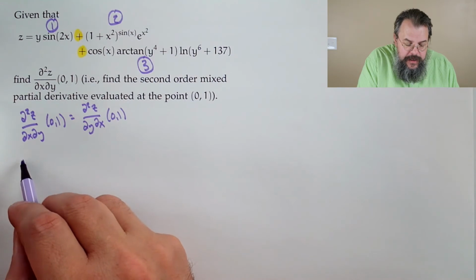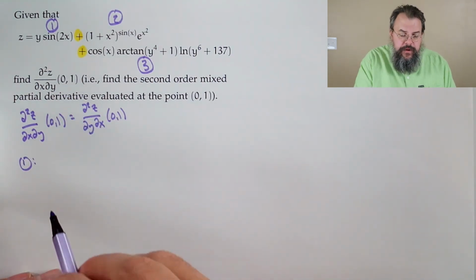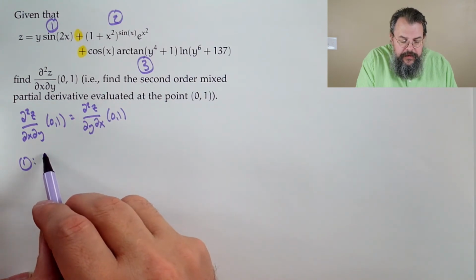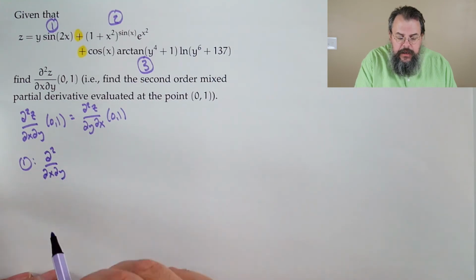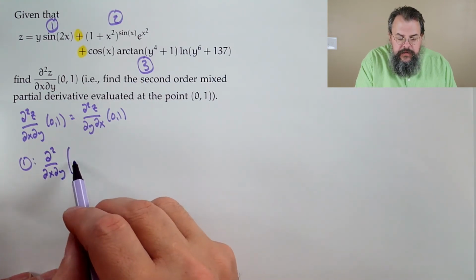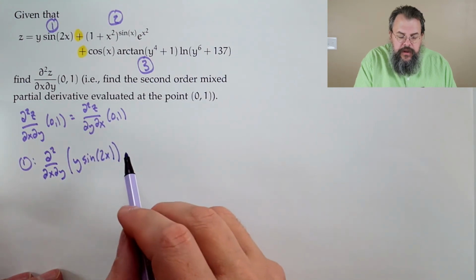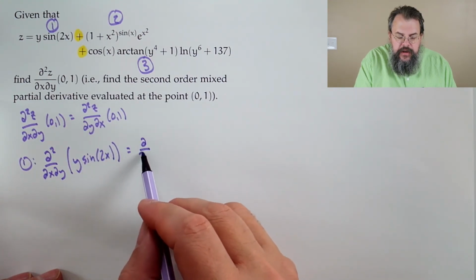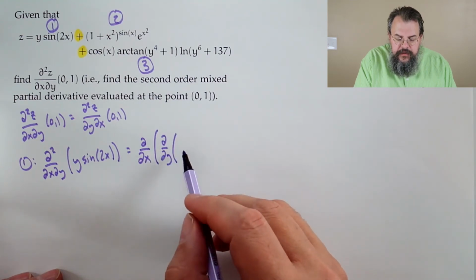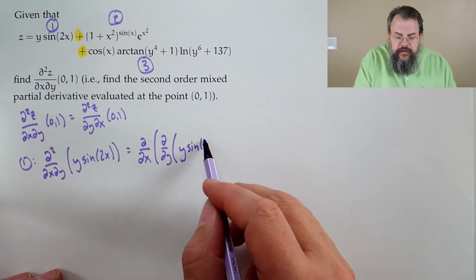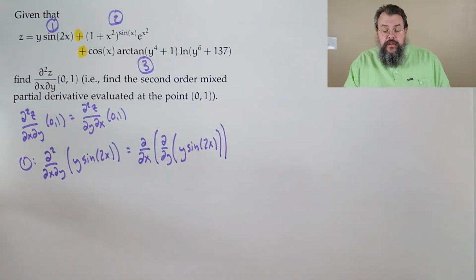For number 1, we say, look, that's a really simple function, no big surprises. So what are we after? We're taking the second derivative with respect to x and y of this thing, y sine of 2x. Well, that's really saying take the derivative with respect to x of the derivative with respect to y of y sine of 2x. That's just what the notation means, written out very explicitly.